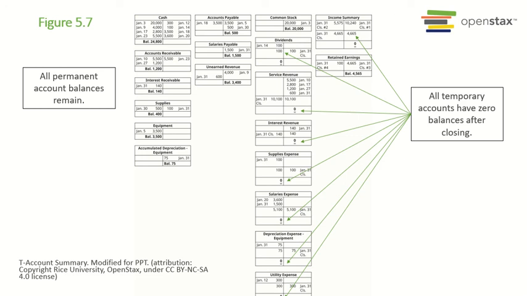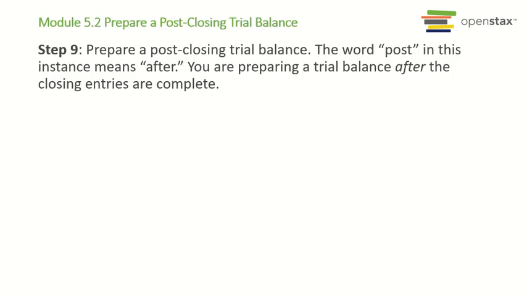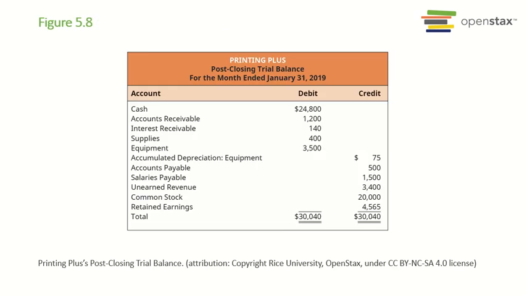So after we do the closing entries, we will prepare the post-closing trial balance. So post means after. Let's look at the trial balance. This is the trial balance after you do your closing entries. So you can see all debits equal all credits. But the only accounts left here are permanent accounts.